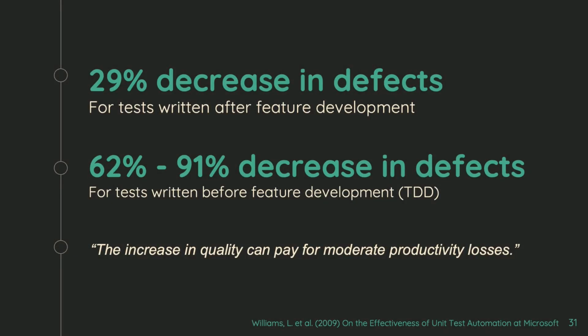But even though it took a little longer, they did see improved code quality. In the same study, when they wrote tests afterwards, there was about a 29% decrease in defects. And when they did TDD, there was up to a 91% decrease in defects.